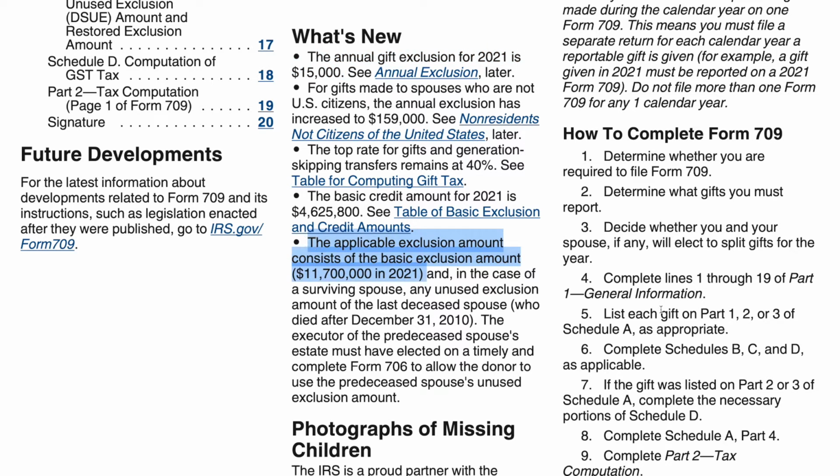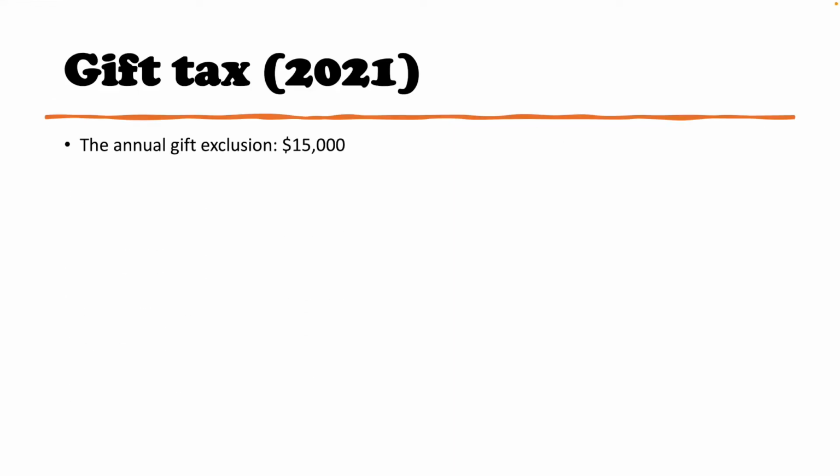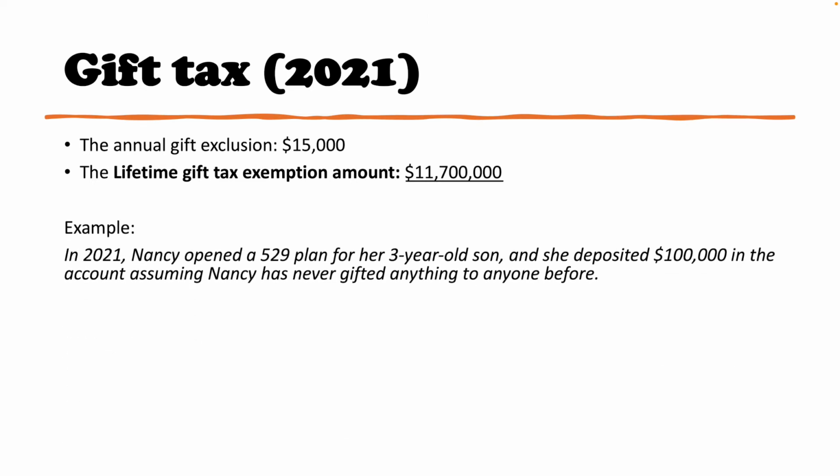However, there is something called the applicable exclusion amount, which is 11.7 million in 2021. This is also called the lifetime exemption amount. What does this mean? The annual gift exclusion is $15,000, and then the lifetime gift tax exemption is 11.7 million. So let's see an example.